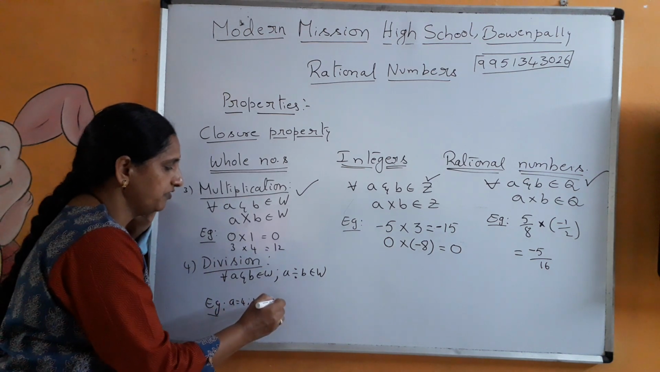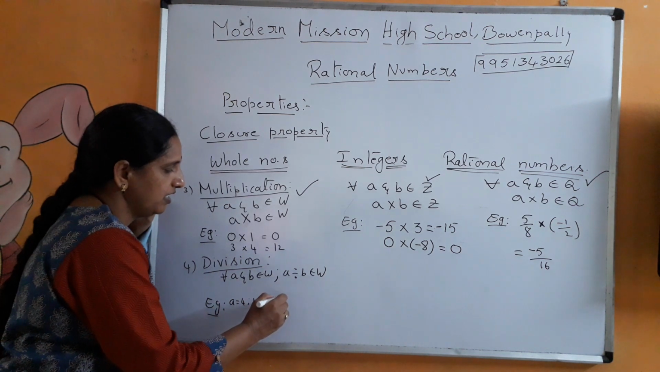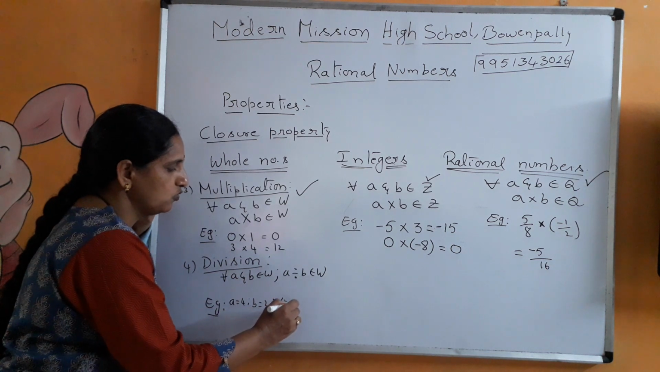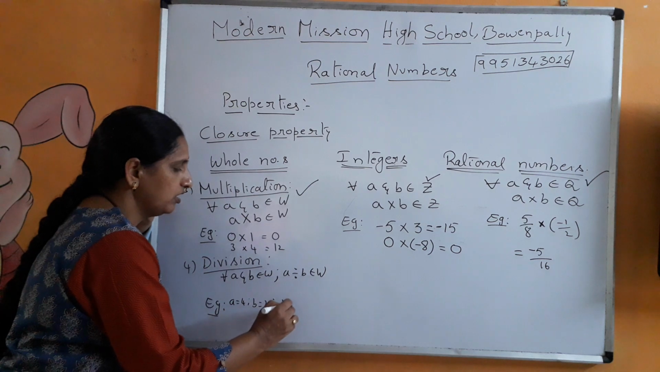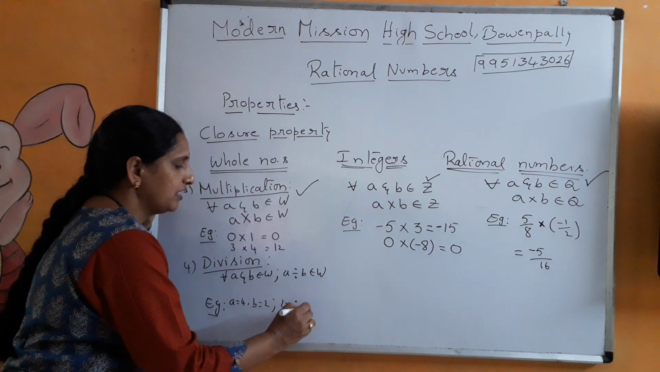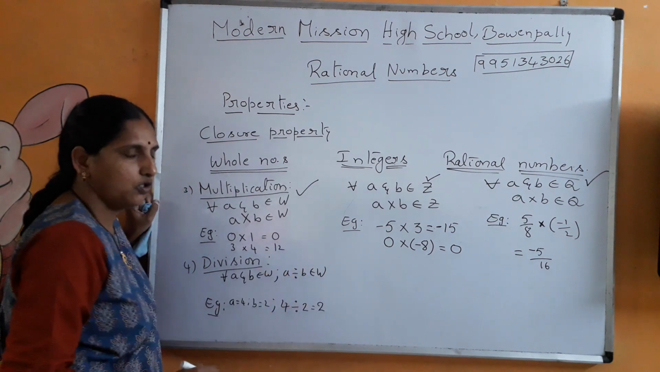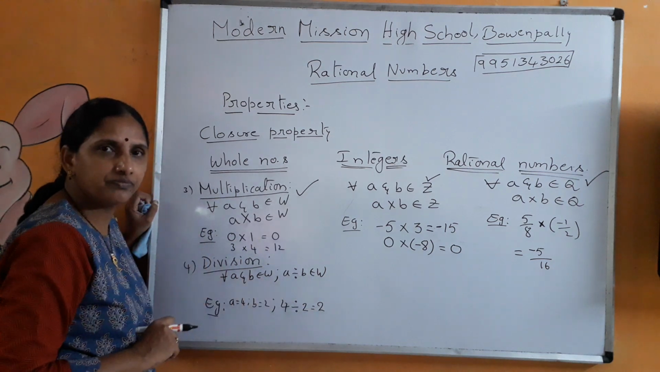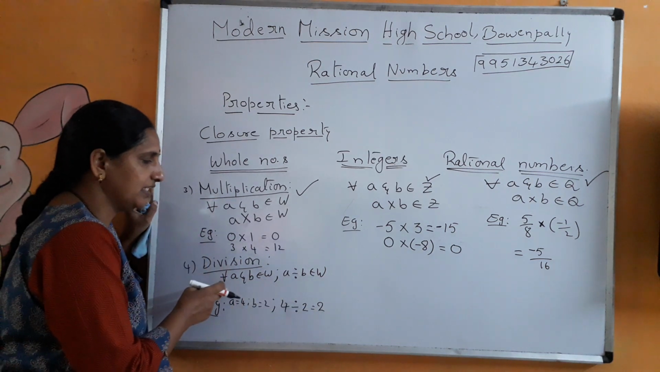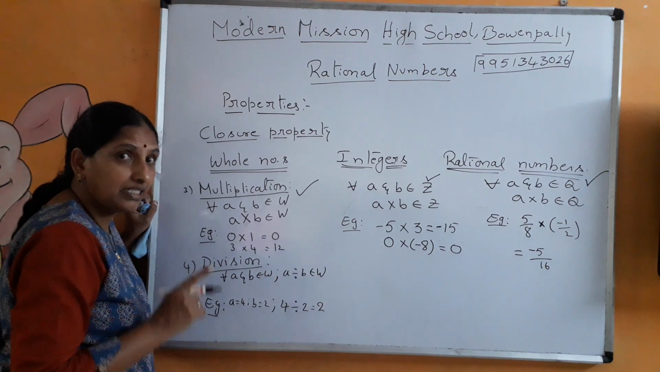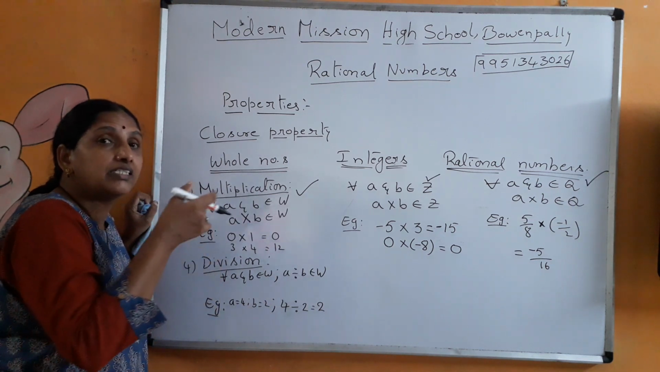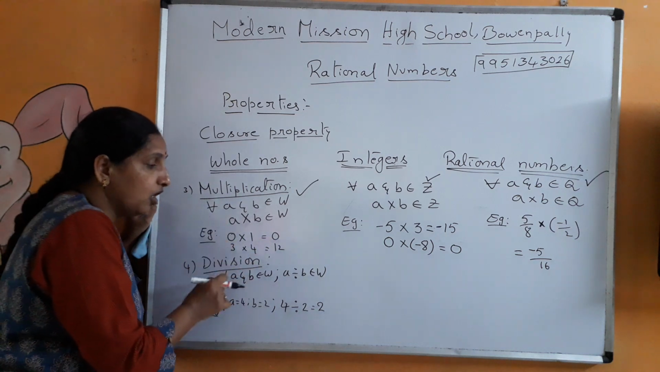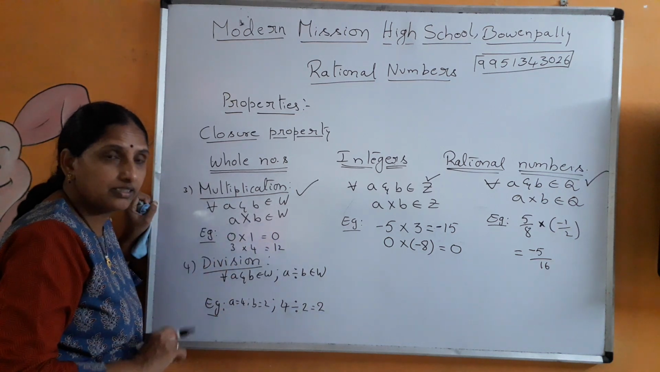So what is that you have? a divided by b. 4 divided by 2 is equal to 2. 2 is a whole number. If you take this example, you can say that yes, it is right. But that is why, to verify, you should always take such examples where there is a chance of not obeying this particular case. I am coming to that.